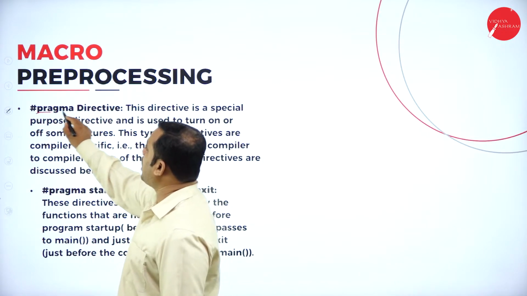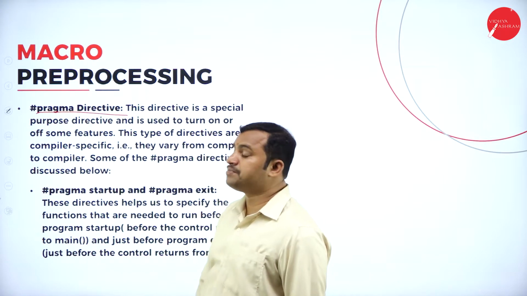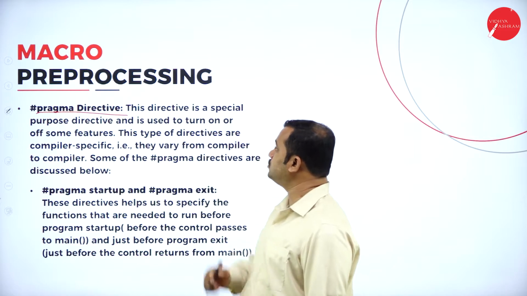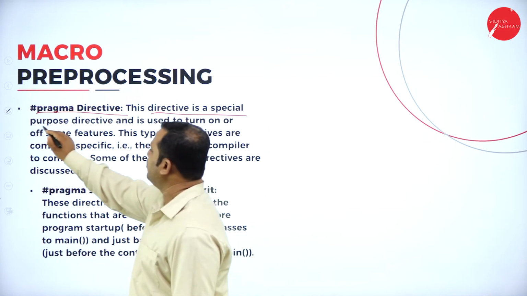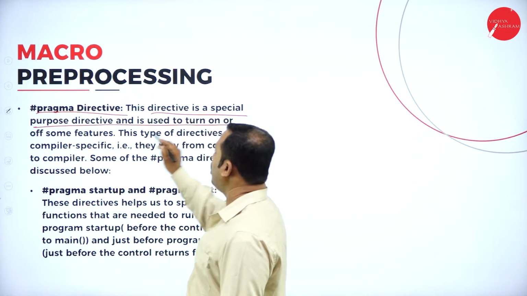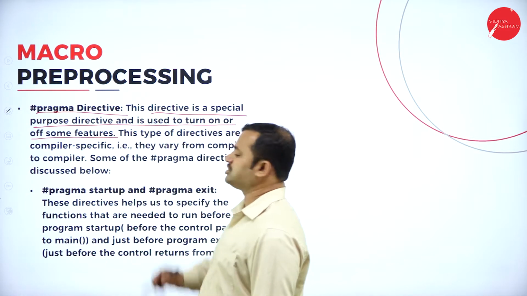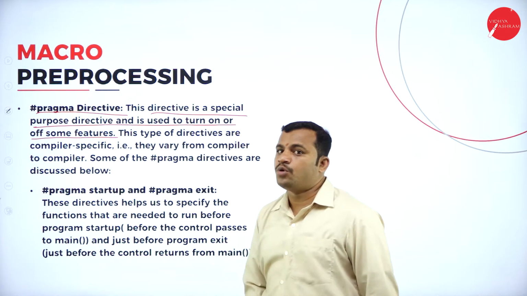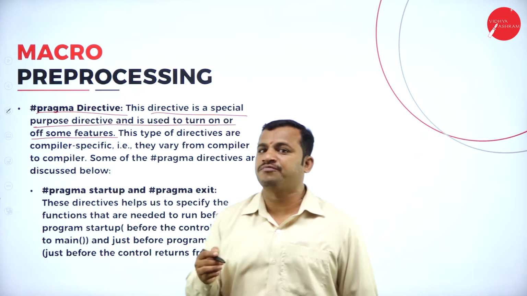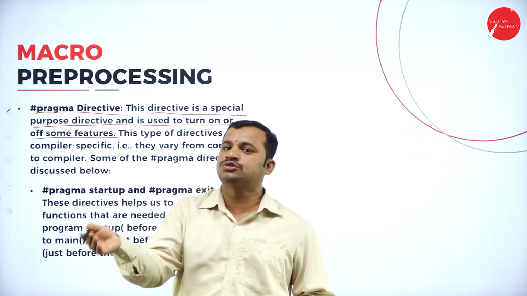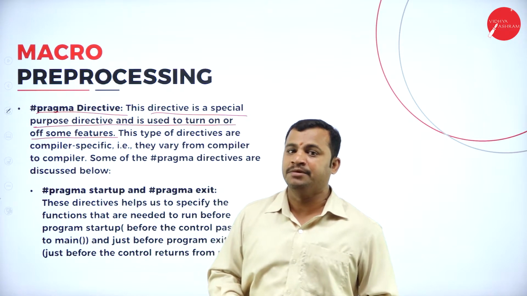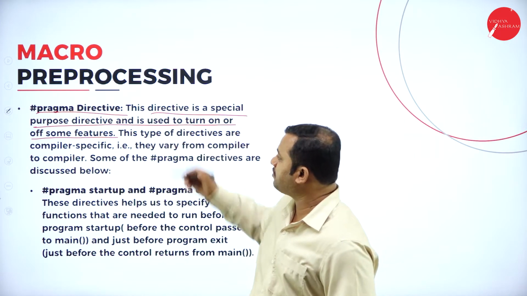We have Pragma Directives. What is the use of this Pragma Directive? This is a special purpose directive which is used to turn on or turn off some features. At some point of time, you want to make use of the functionalities of macros in your program. At a later point of time, you do not want to make use of those functionalities in your program. Then you can use this Pragma Directive.